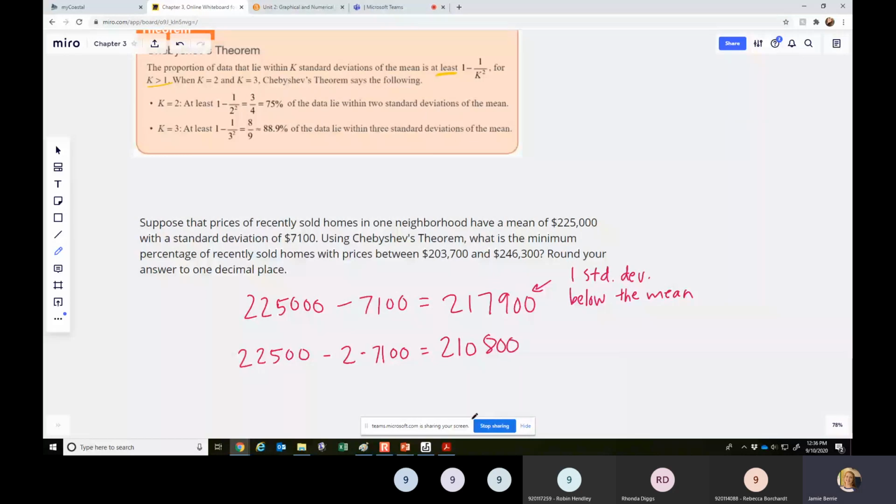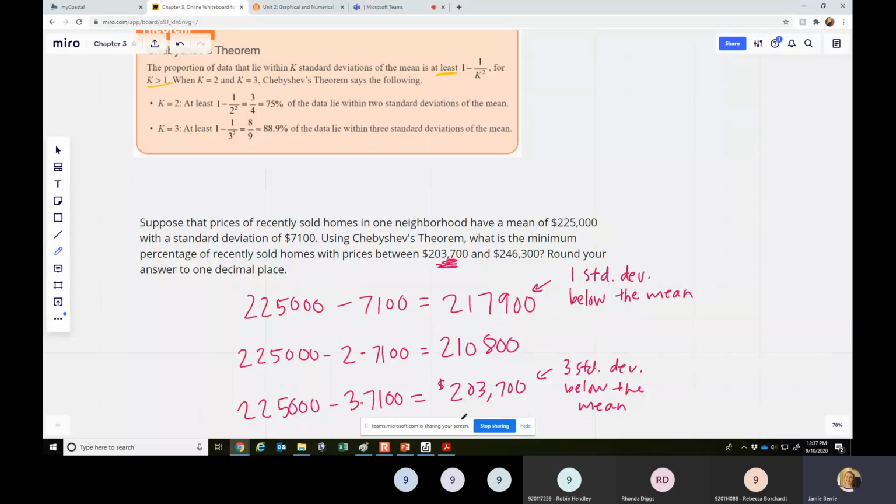All right, so we're almost there. Now let's go 3 standard deviations below the mean. Oop, I left off a 0 right there. Got it back this time. All right, so if we go 3 standard deviations below the mean, that's going to give us that 203,700. So there we go. That was 3 standard deviations below the mean. So that's what we have going on here. So right now we think we're going to have to use this k equals 3.